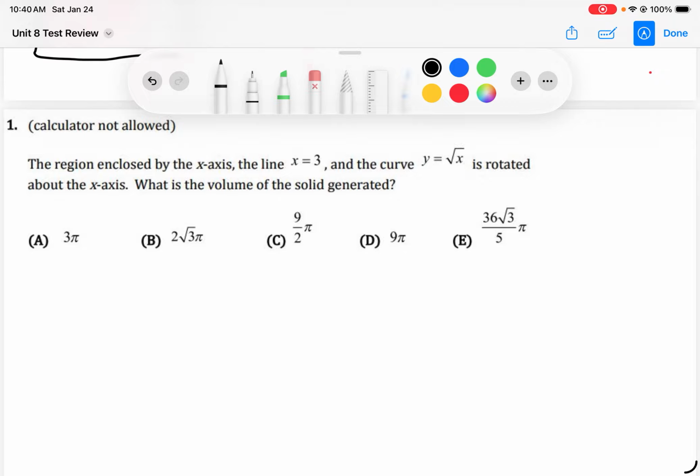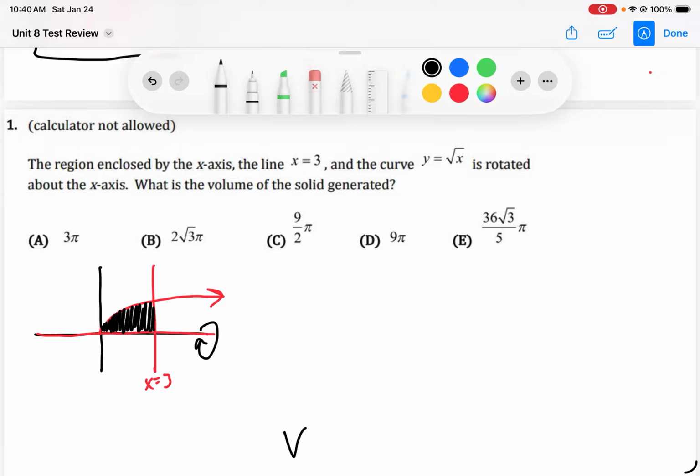So on these questions, I'm going to start off by drawing a picture to see what I have. So I've got the x-axis, the line x equals 3, and then the curve square root x. So it kind of looks like that. Now, from here, I know this is my 2D shape, and I'm going to rotate it around the x-axis. And if I do that, a 3D shape is formed, and I want to find that volume.